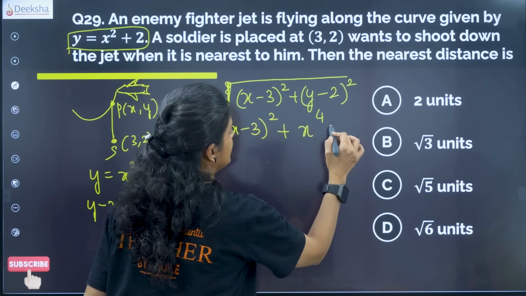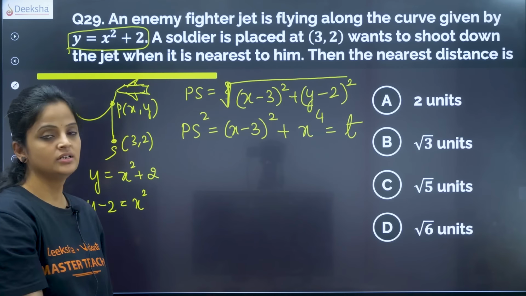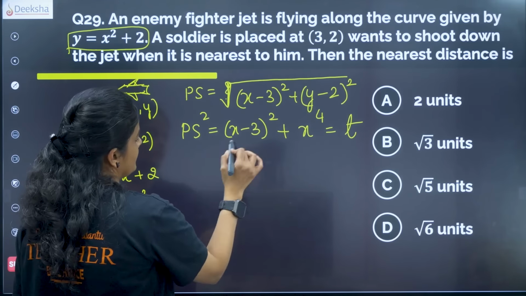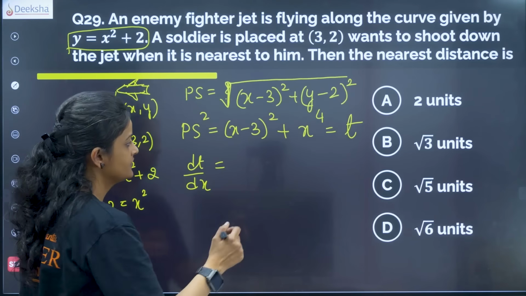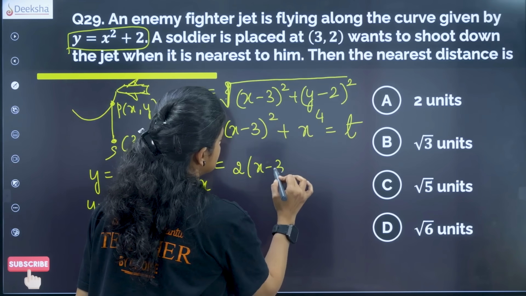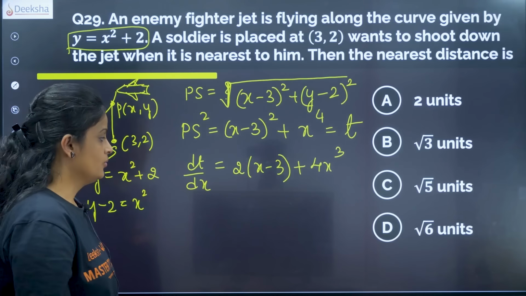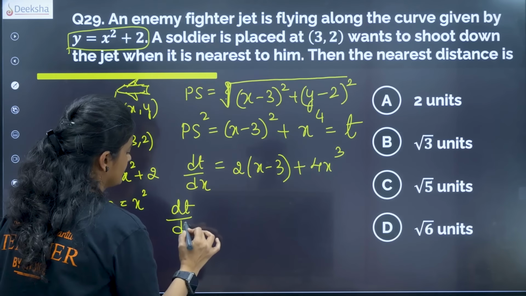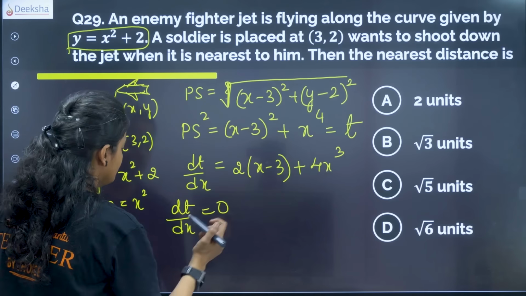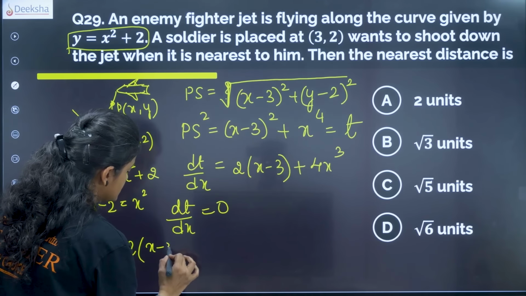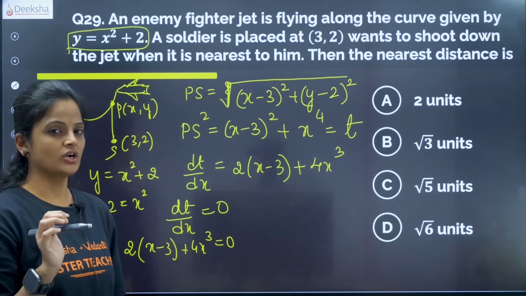Let it be some other variable, because differentiation will be easy. Now this is the curve that I have to differentiate. dT by dx, with a single variable, we can easily differentiate: 2 times x minus 3 plus 4x cube. Now equate it to 0. So equating that to 0 gives 2 into x minus 3 plus 4x cube equal to 0.